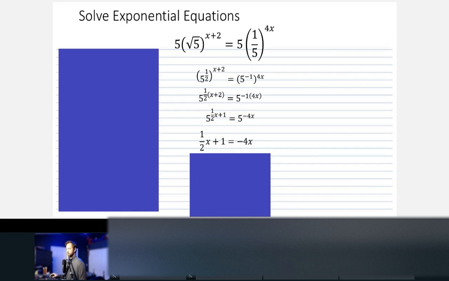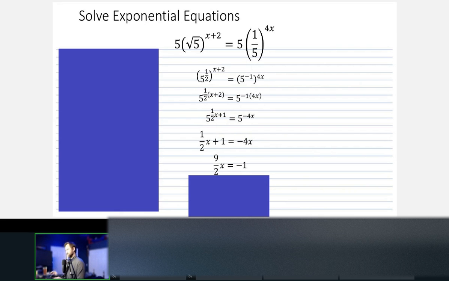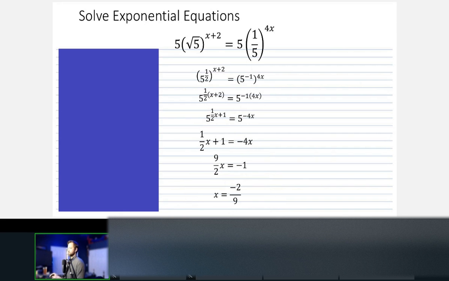So we add 4x to both sides and subtract 1 from both sides. I did that in the same step. So 1/2 x plus 4x is 9/2 x. And then obviously we move the 1 to the other side to get -1. And then multiply both sides by 2/9 to get x by itself. And that's how we get -2/9 as the answer.